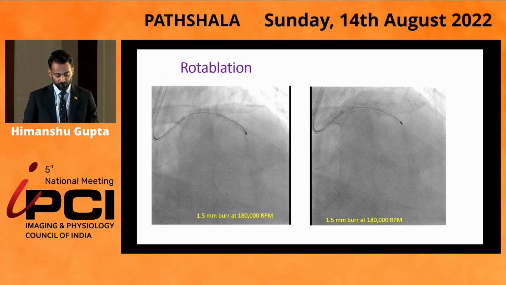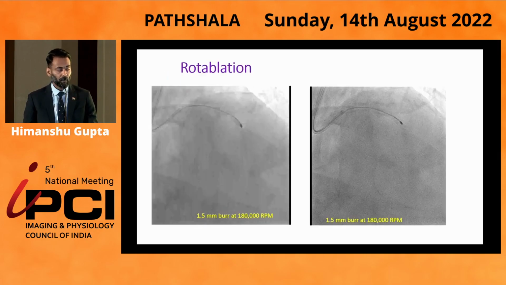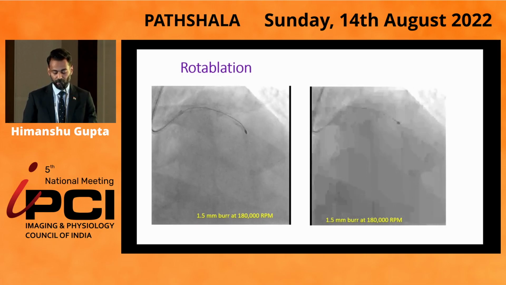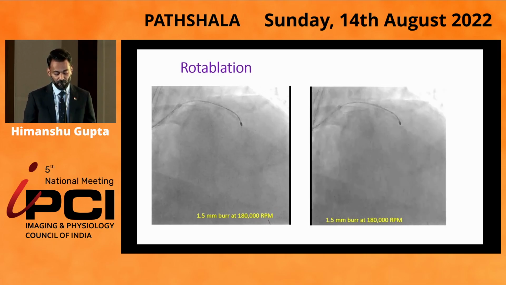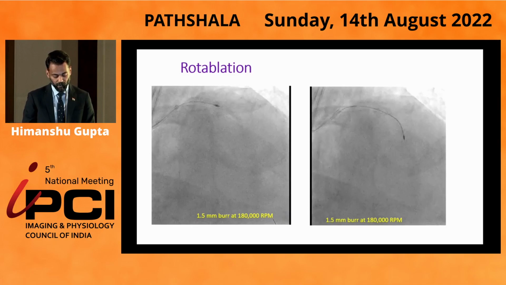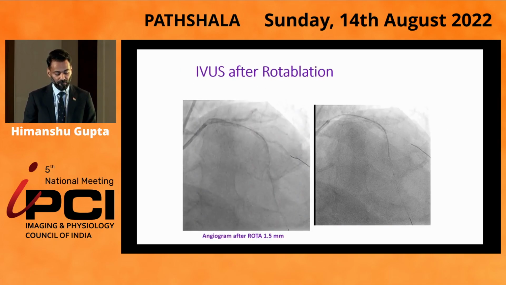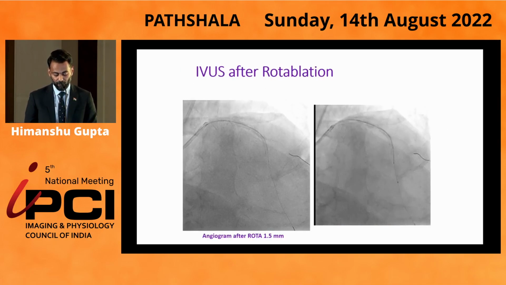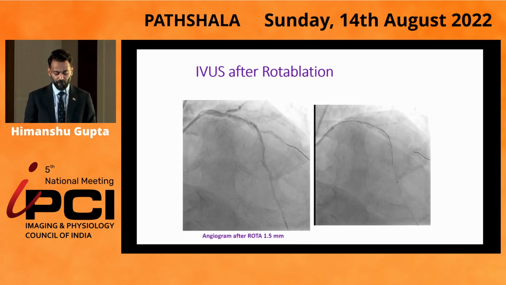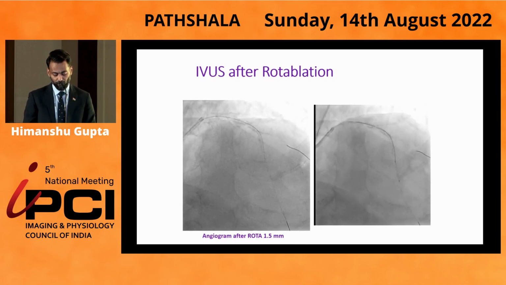And then we start with the rotablator. I'm not playing all the pictures, but we start with a 1.5 burr, which crosses into the distal LAD with some difficulty as it was very tortuous. After that, we protect the large diagonal and we do not dilate, but we first do imaging. We did not do upfront imaging because it unlikely would have crossed.